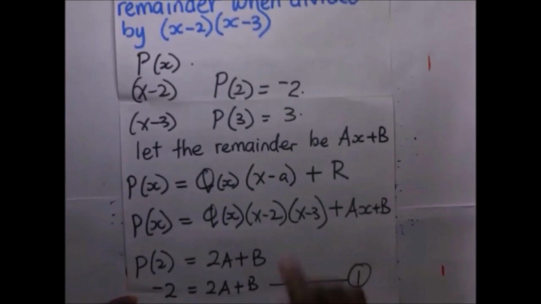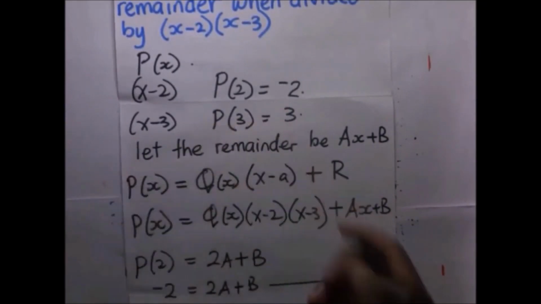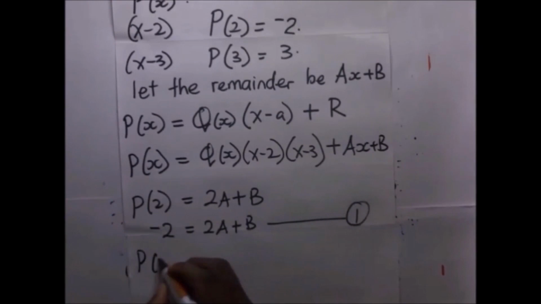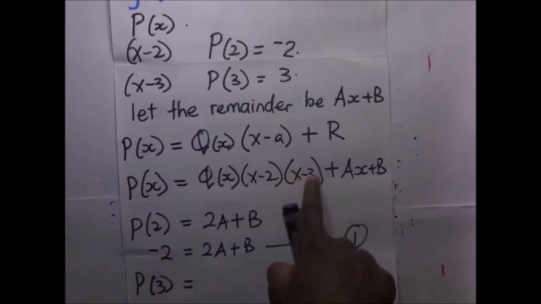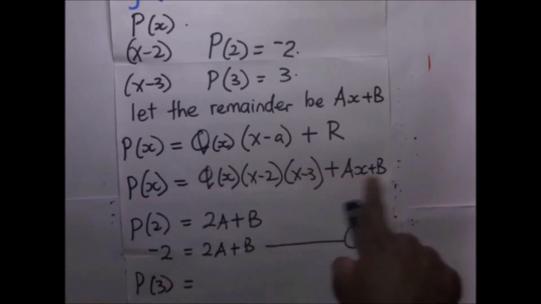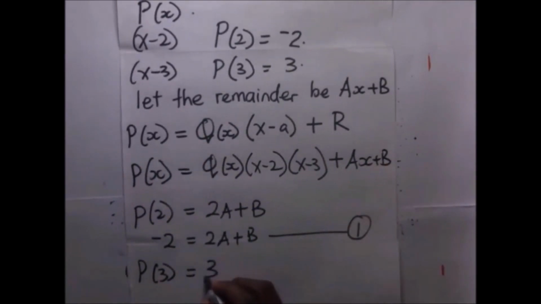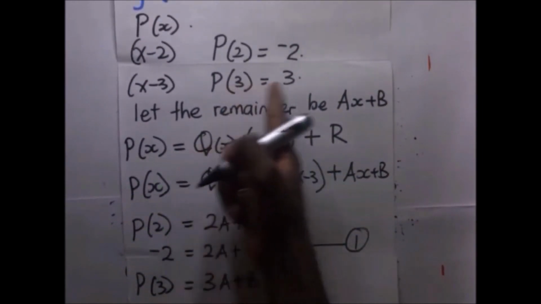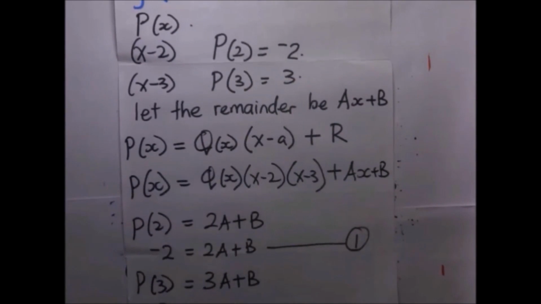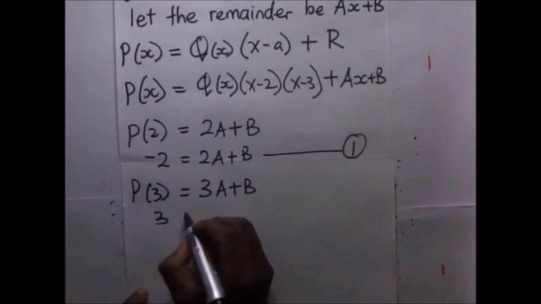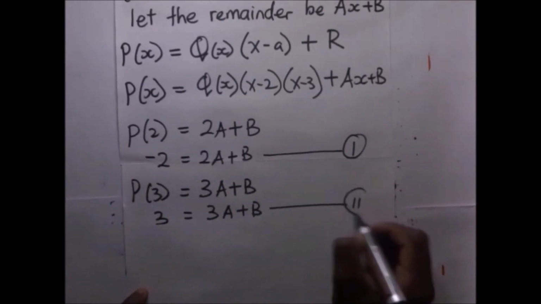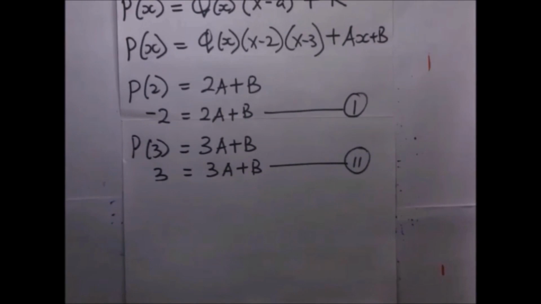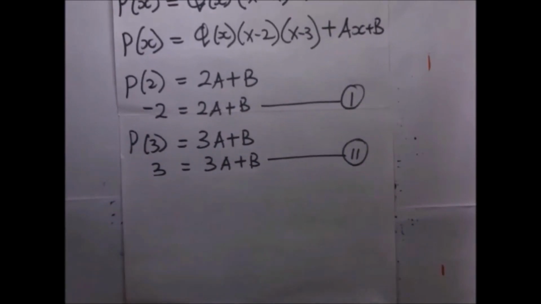So now we do the same for when the value of x is 3. For p of 3, when we feed in 3 here, 3 minus 3 is going to be 0, so this whole term will die and we remain only with this. So it's going to be 3a plus b. Remember, p of 3 is 3, so 3 is going to equal 3a plus b. That's our second equation. So we have two equations, and all we have to do is simply solve them simultaneously.